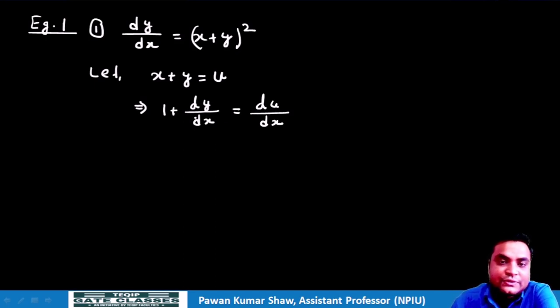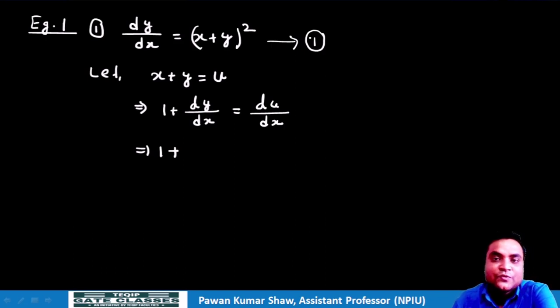So now, either you can calculate the value for dy by dx from here and replace it in the original equation, suppose this is the original equation, that is equation number 1, or we can replace the value for dy by dx here and directly solve the problem. So here I am replacing the value for dy by dx from our equation number 1.